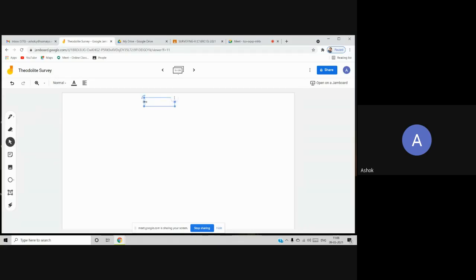So in this class, we are going to complete the introduction of theodolite traversing. Basically, the topic is theodolite traversing, and in this, we are going to study what is traverse and their types. There are two types of traverse: open traverse and closed traverse.